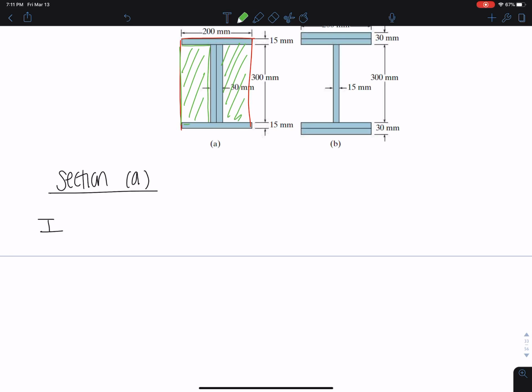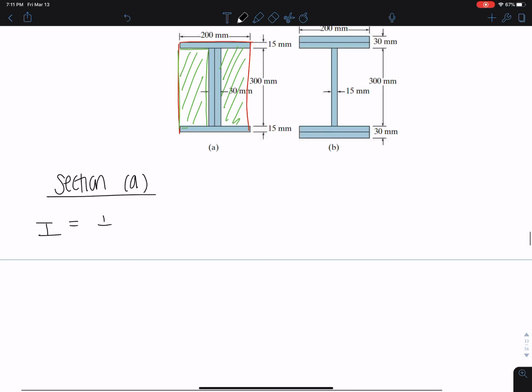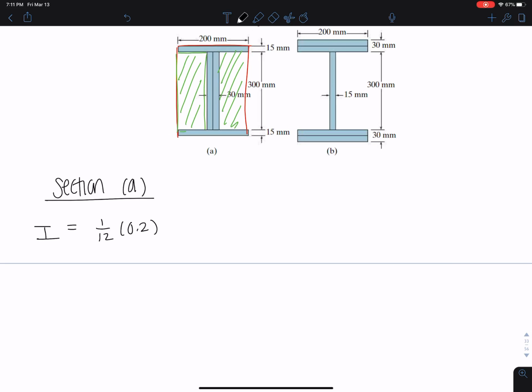Okay, so I can say that I is equal to 1/12 times 0.2, which is the whole base of the flange, times 0.33, the total height of the system. But now minus that interior portion. And so that base is going to be, and I'm just going to add it into one whole portion instead of splitting it up, the 1.7 times 0.3 cubed.